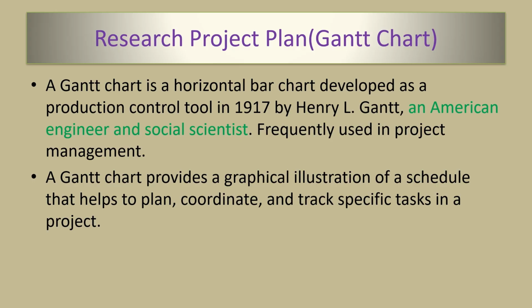A Gantt chart is a horizontal bar chart developed as a production control tool in 1917 by Henry L. Gantt, an American engineer and social scientist. Frequently used in project management, a Gantt chart provides a graphical illustration of the schedule that helps to plan, coordinate, and track specific tasks in a project.